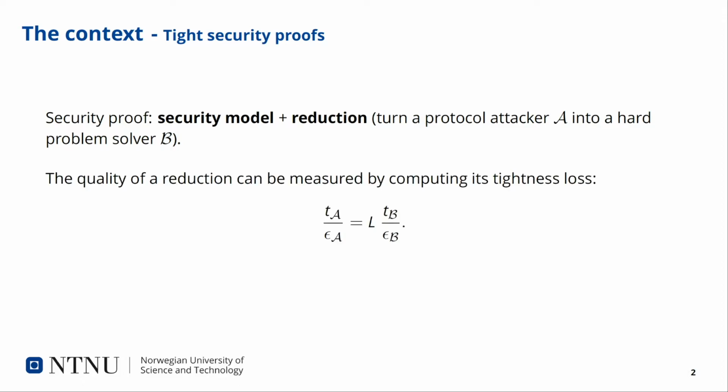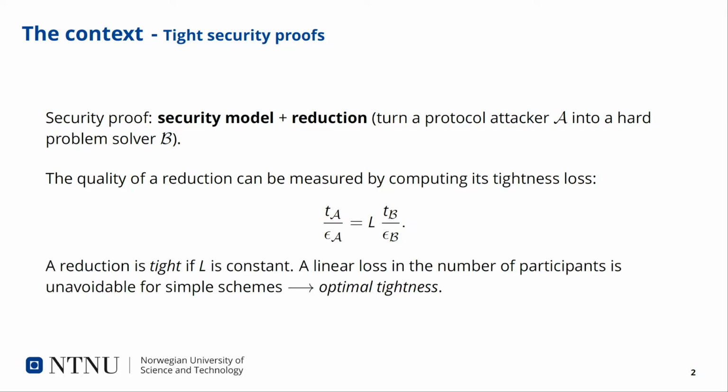The quality of a reduction can be quantified by its tightness loss L, which appears in a formula here below. This quantity measures how much the reduction loses in terms of running time and efficiency with respect to the original adversary A. If L is constant, then we talk about tight reductions. If L is not constant, but we cannot do anything better than this, then we talk about optimal tightness.